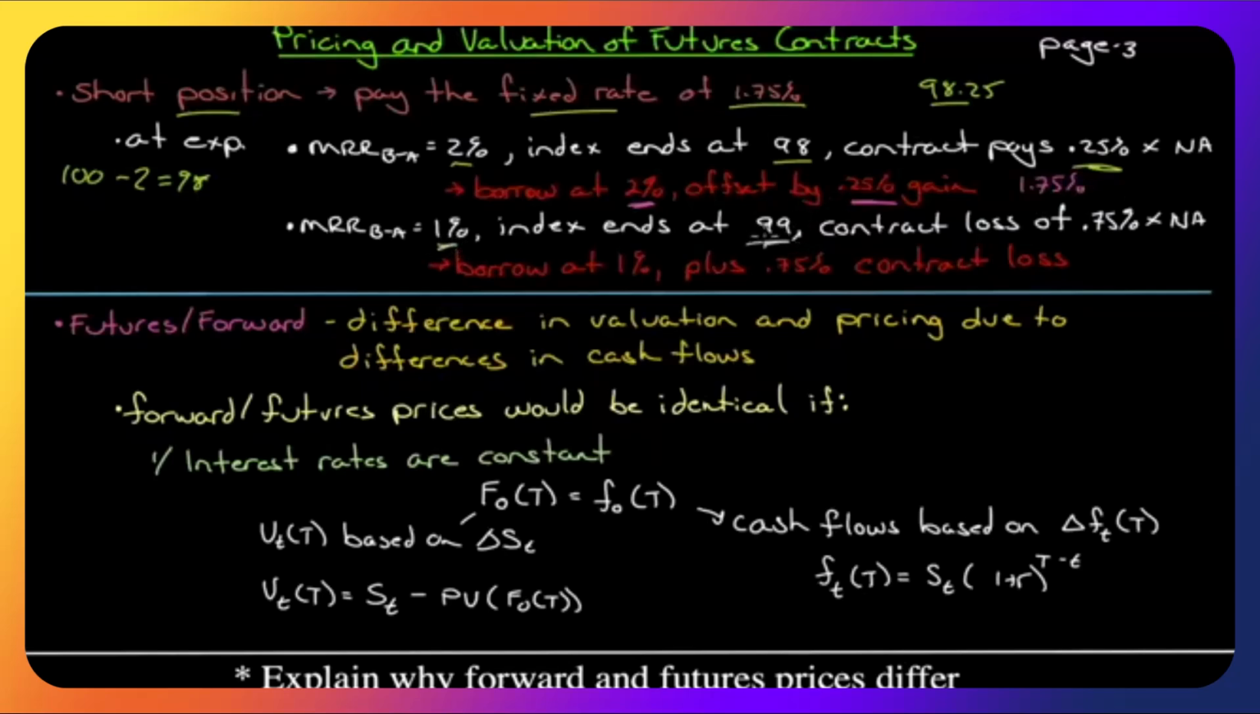Let's go the other way, 1%. That means the index would end at 99. We have a loss of 0.75% times the notional amount. 98.25 up to 99, we were short, there's your 0.75. We can borrow at 1%, but we have a 0.75% loss. In total, it's going to cost us 1.75%.